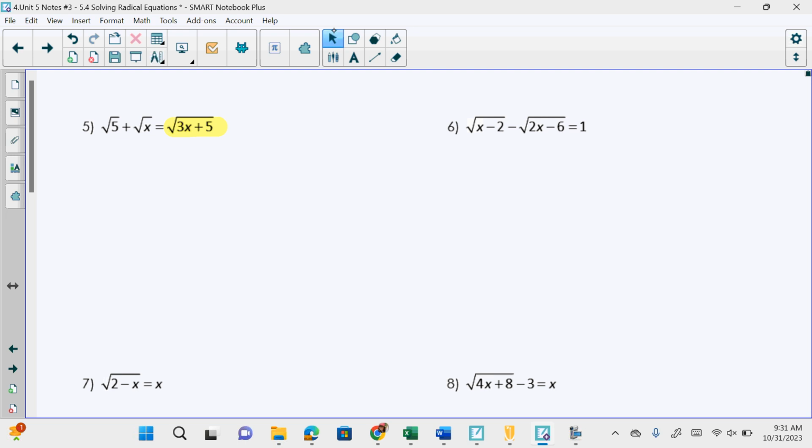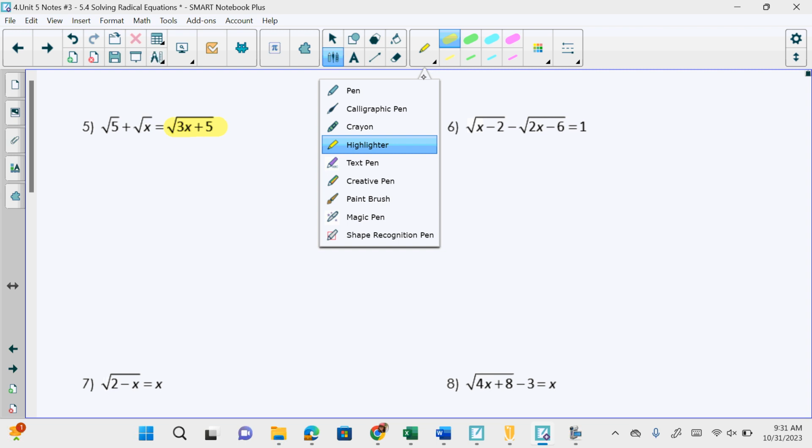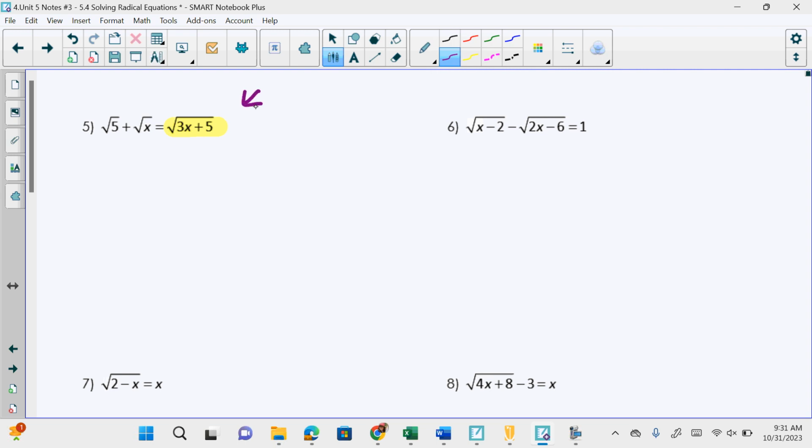I have a radical isolated. So now I'm going to raise to the reciprocal power. So I am now solving this with respect to the square root of 3x plus 5. So to get rid of that radical, I'm going to raise both sides to the second power, because the reciprocal of 1/2 is 2.